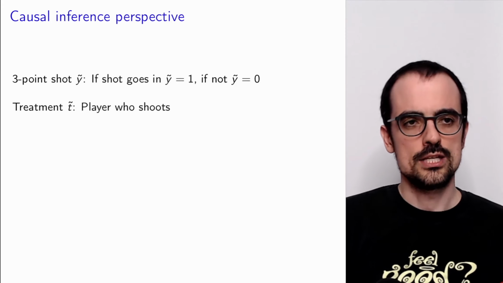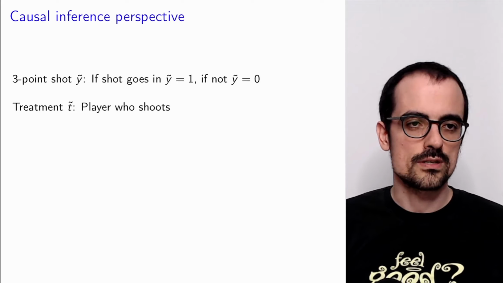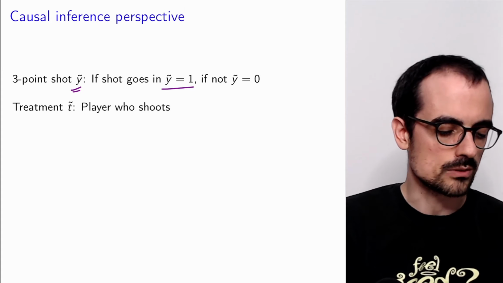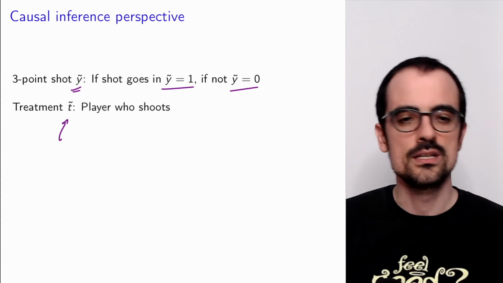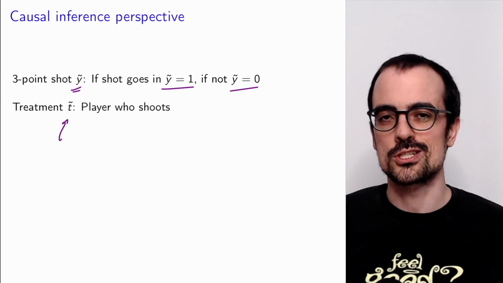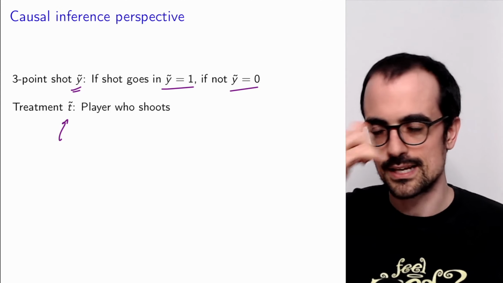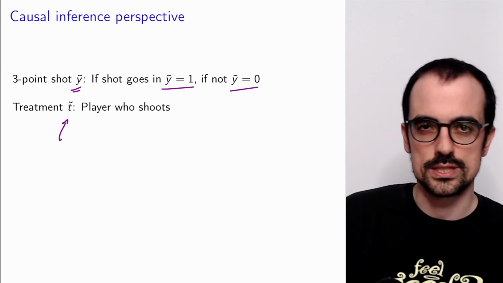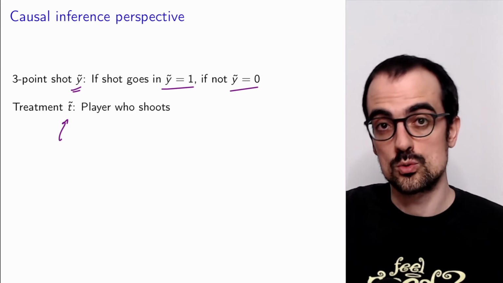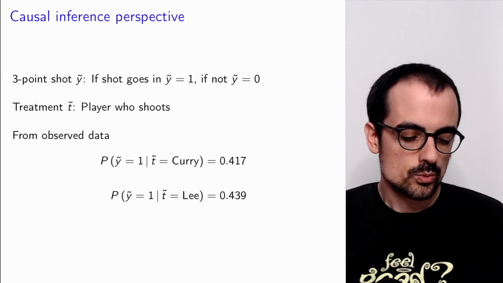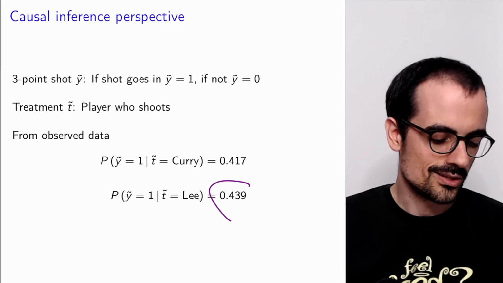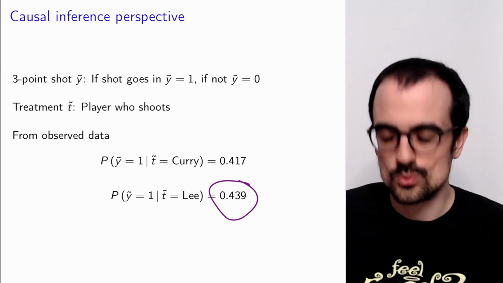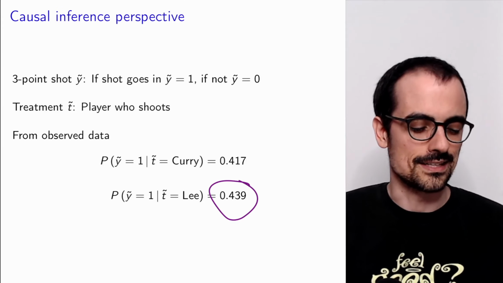So what is going on here? In order to analyze this, we have to take a causal inference perspective where we have an observed outcome. If the shot goes in, this observed outcome is 1, if not it's 0, and then we have a treatment T that tells us which of the players shoots. Typically in causal inference, this would be putting a vaccine or giving a drug to the patients. Here it is: does Lee or does Curry shoot? Because that's what we want to see, whether that has a causal effect on whether the shot goes in. Again, what we observe is that, at least from the observed shots, Lee's shots go in more often than Curry's.